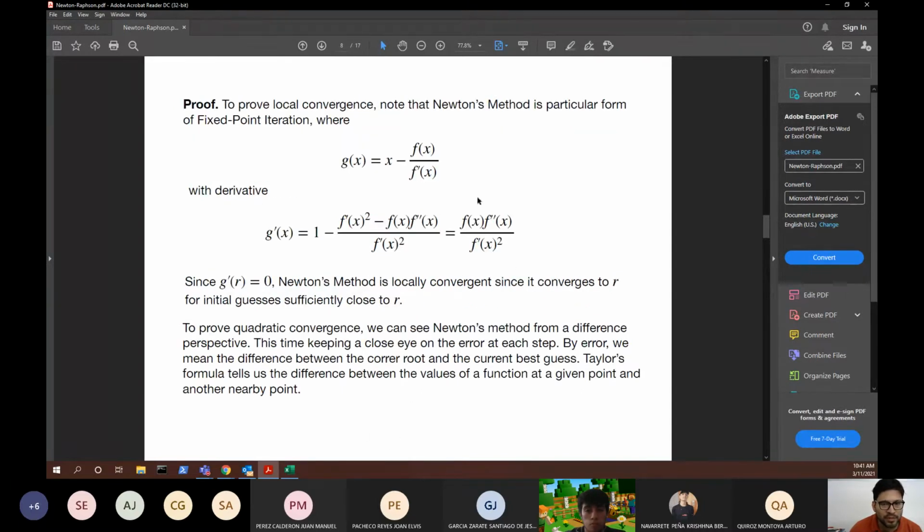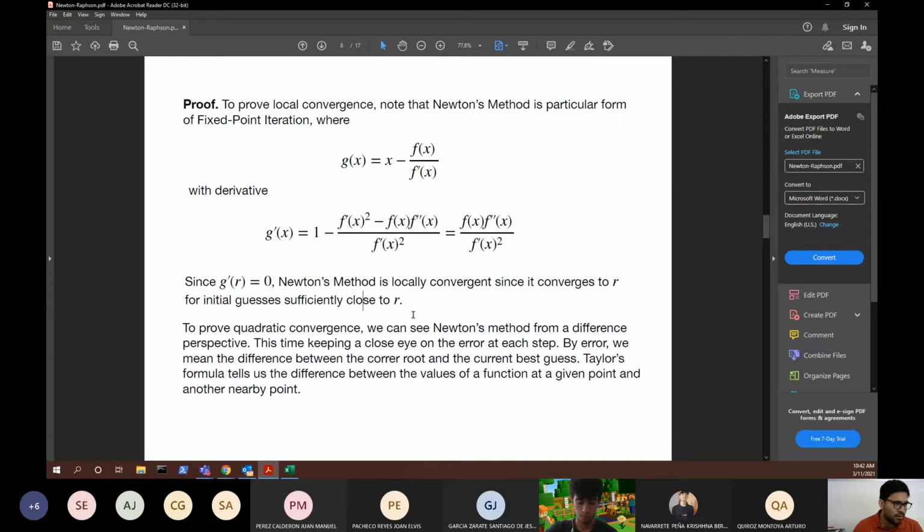So it's pretty much what we're doing here, right? So now we prove that it's locally convergent, right? But we need to prove also that it's quadratically convergent. How do we prove it? So we have to use another perspective. We're going to use more tools because in this case it's not that easy. So we're going to keep track of the error term in each of the steps of Newton's method.